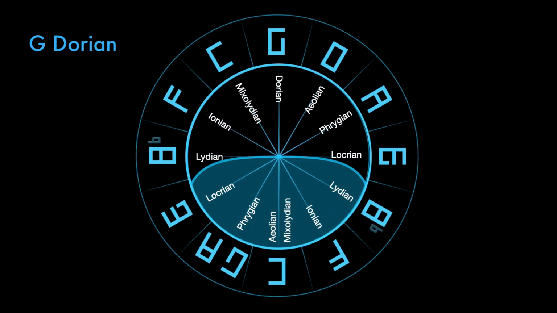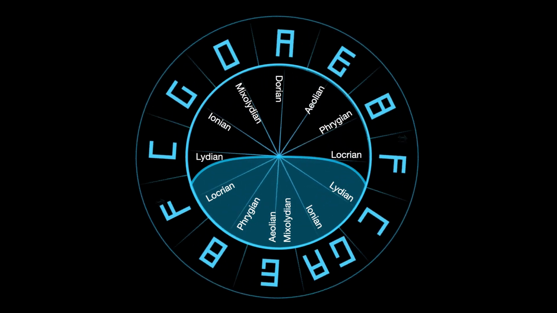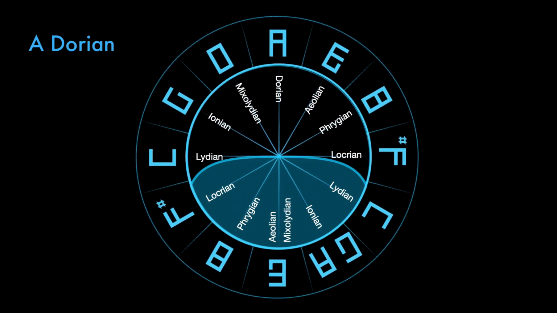You can also change the position of the circle of fifths and travel through the series of fifths, towards sharp and flat symbols, in order to reach the modes of other notes.